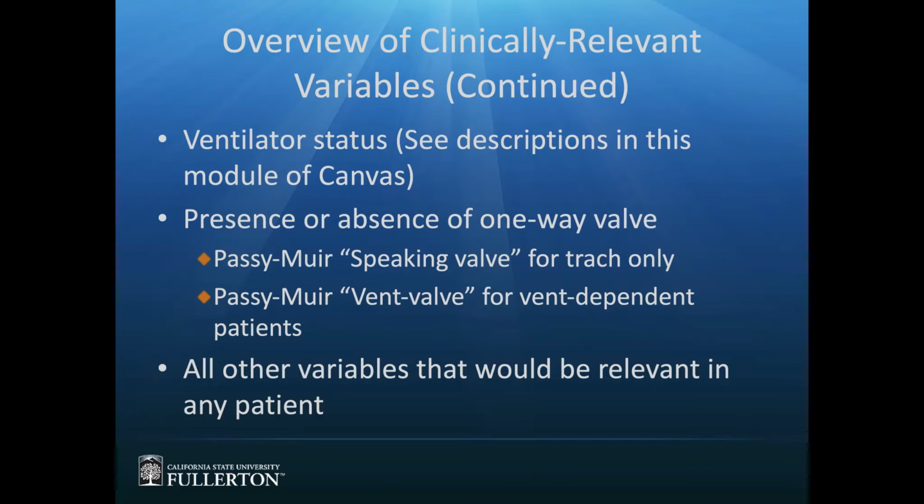They have a normalization of the subglottic pressure during the swallow. Remember, during the swallow, you're going to inhale, swallow, including closing the glottis, and then exhale. And if you have that Passy-Muir valve on, you will have a normalized subglottic pressure.